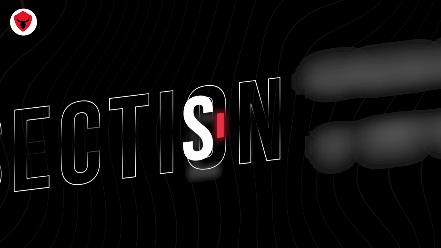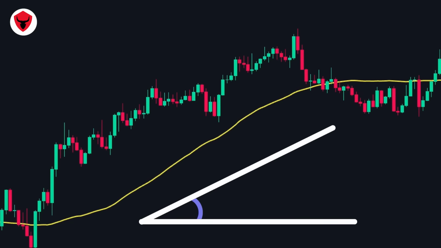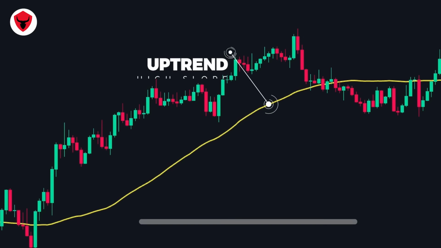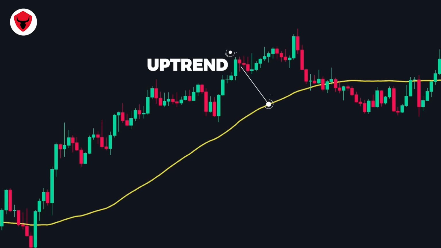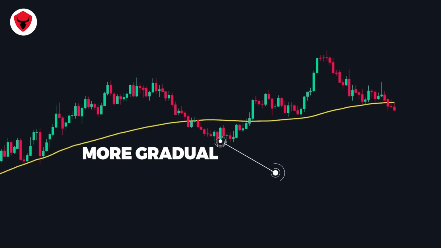2. Moving average slope. The slope of the moving average provides vital information about the strength of the trend. During an uptrend, the moving average slopes higher. In a strong rise, its slope approaches a 45-degree angle. With a weak uptrend, the slope is more gradual and less noticeable.